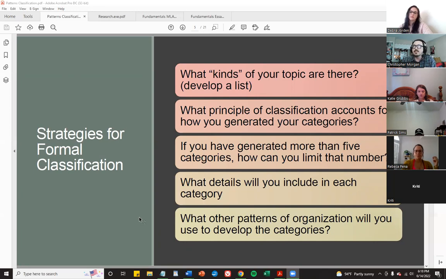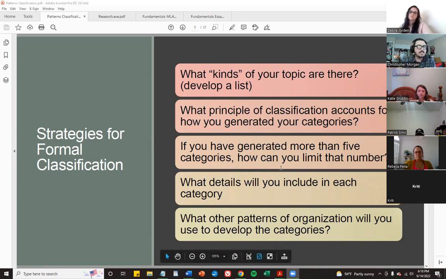The idea of classification is like you want to generate like a small set of things under which you can then organize other stuff, right? If your process of classification has generated 15 categories, maybe you need 15 categories, but maybe there's another more simplified way that you can organize that data, right? It's all about what efficient ideas can I file all of these little pieces under? What details will you include in each category? What other patterns of organization will you use to develop categories, right?